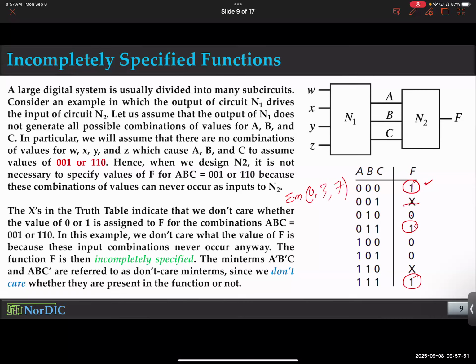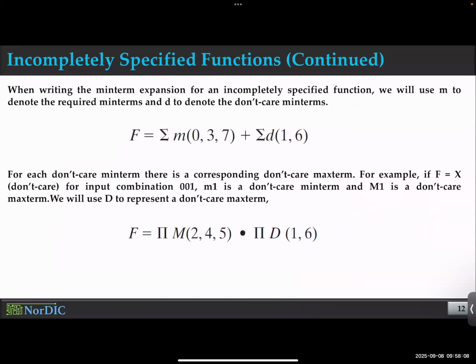And then I have to mention the don't cares. This is number 2, this is number 1, and this is number 6. Do you agree? So I have to write plus summation of don't cares 1 and 6. That's how we express this. So the regular terms and then the don't cares.